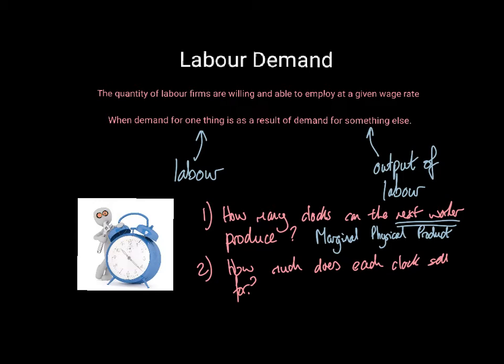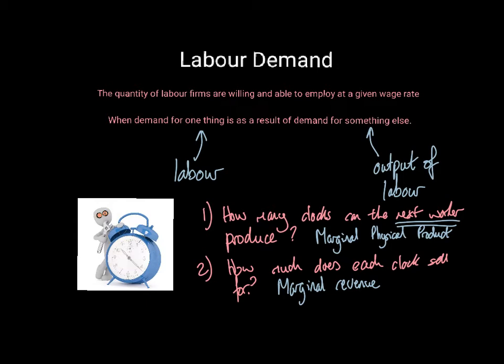So the physical means how many actual items can they produce. So how many actual items can be produced by employing one additional unit of labour? That's called the marginal physical product. And how much each clock sells for is the marginal revenue. Now, if we assume that this is a perfectly competitive market, then the marginal revenue and the average revenue will be the same. So we make life a little bit easier for ourselves there by assuming that all of these clocks that are produced are going to be sold for the same amount.